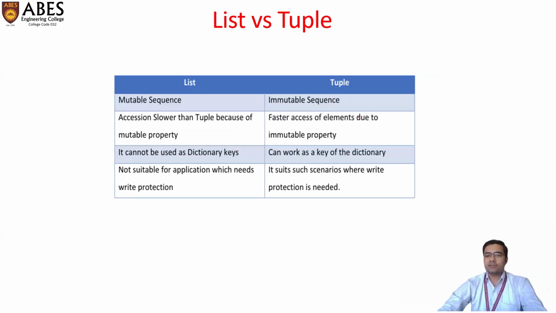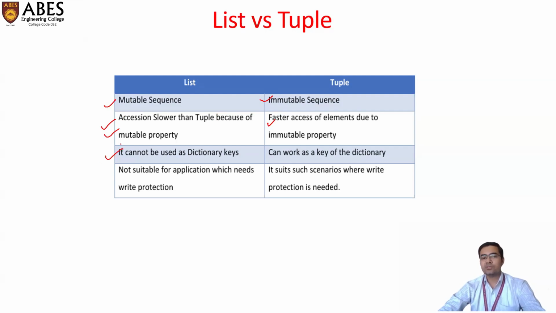List and tuple: there is an important, frequently asked question in university exams, that is to list the difference between the list and tuple. Then simply you can put these few points in your answer. Like list is a mutable sequence, and tuple is an immutable sequence. In list, access is slower than tuple because of the mutable property, because it can be changed. That's why accessing any element is comparatively slower than in a tuple. Tuple has faster access of elements due to the immutable property.